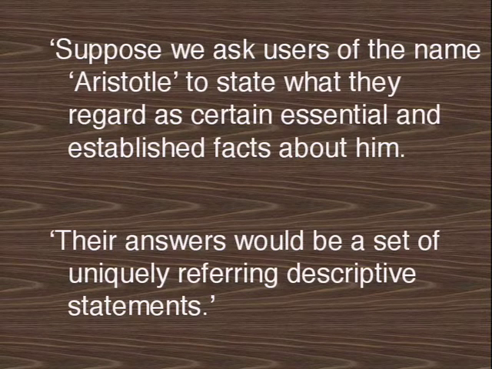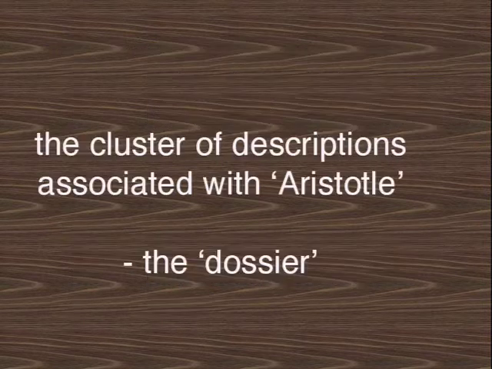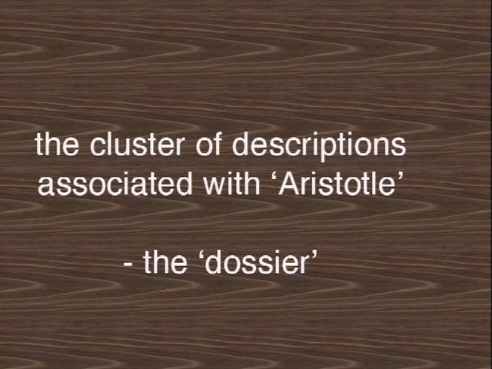If we assume that there were many people involved, we get a whole bunch of uniquely referring descriptions. Or if you took a name like Arnold Schwarzenegger and just went around the room, you could compile quite a big list of descriptions of what people regard as the essential and established facts about this person. You call that the cluster of descriptions associated with Aristotle, the big family of descriptions that we have in our collective head associated with the name Aristotle. The dossier, the group file on Aristotle.